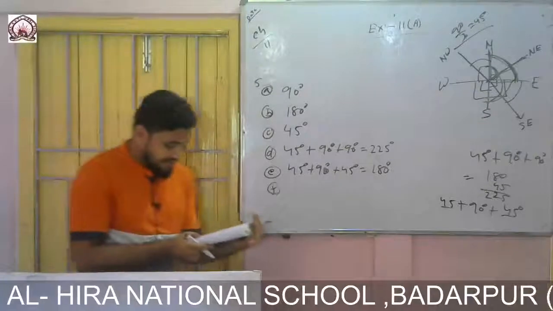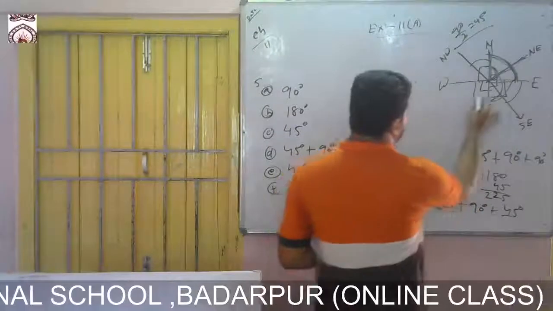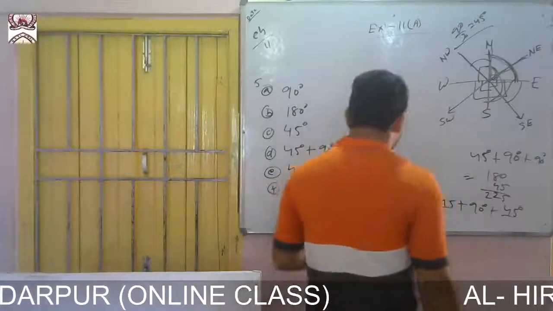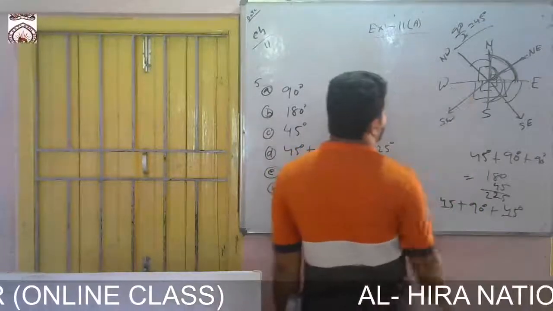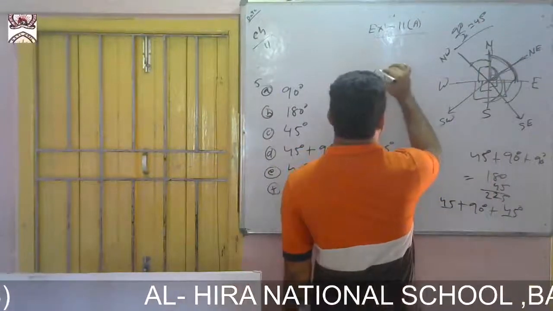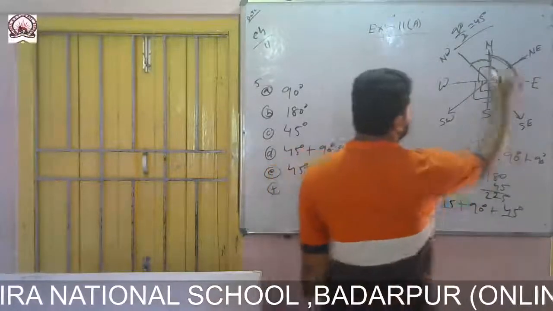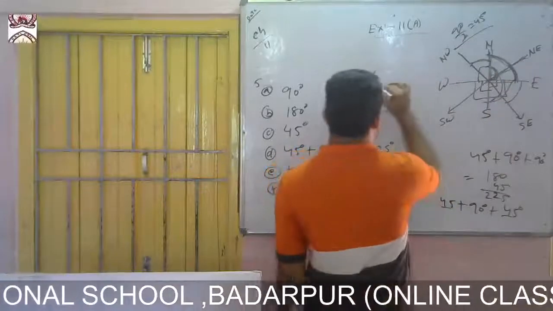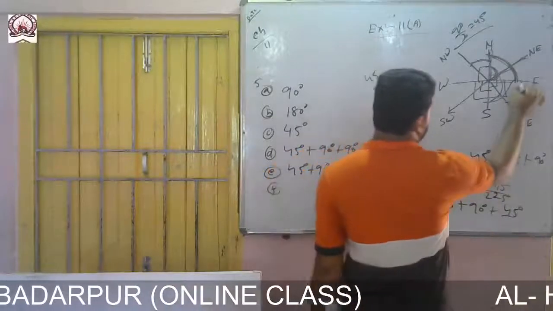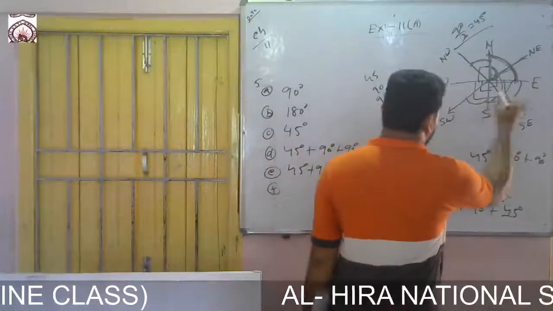Now come to F. What is there? From NW to SW. This one is SW. So let us check. From NW to SW: from this one 45, plus this one 45, this portion is 90, and we need to come up to SW. This portion is again 90, and this one up to SW will be again 45.